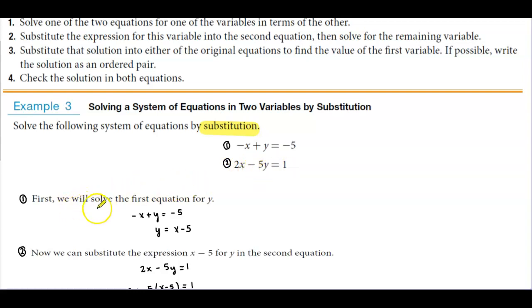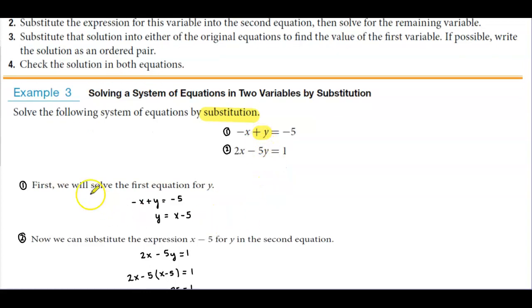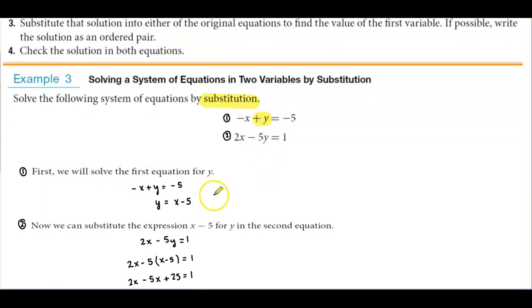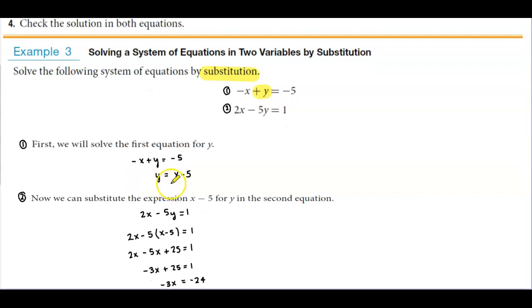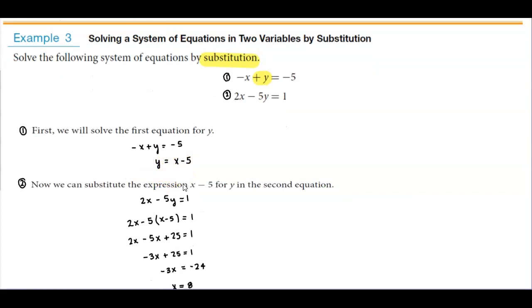Now first what we're going to do is solve the first equation for y, because if you look at that variable, that's the easiest one that we can solve for and isolate. Doesn't mean that you can't do it for the other ones, but that one is probably the best one. So we're going to solve the first equation for y. In order to do that, we're going to add x to both sides, so now we get y, which is equal to x minus 5.